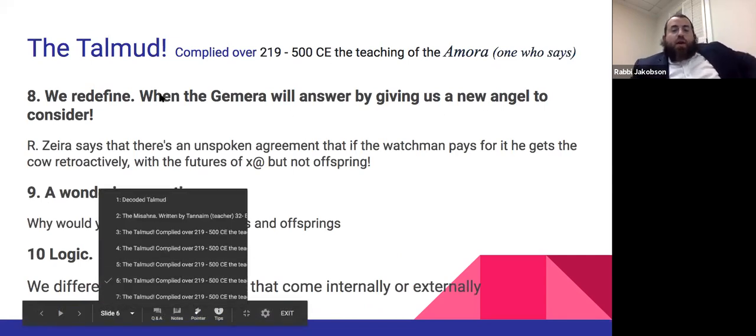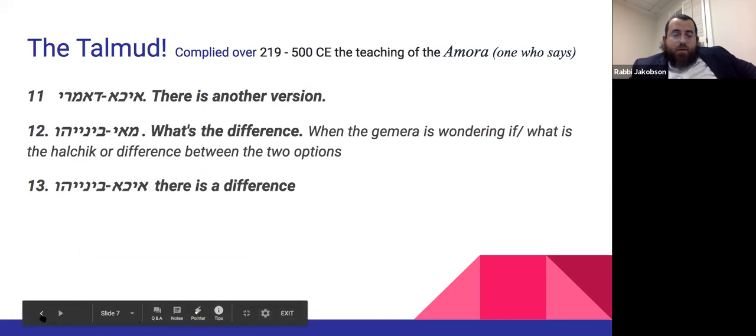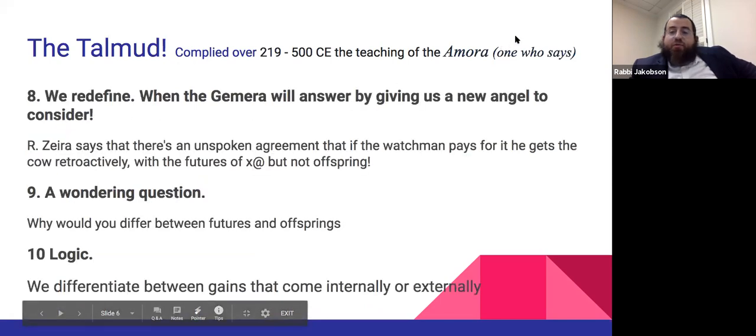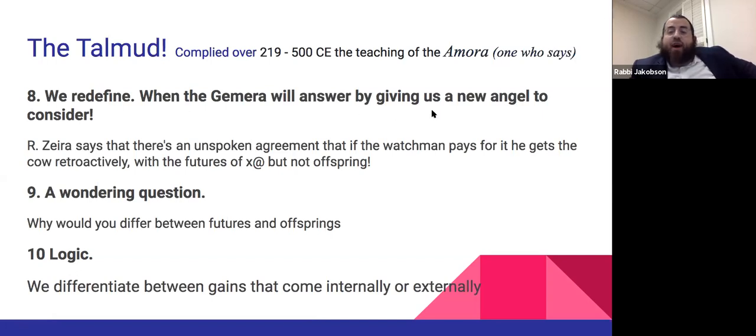So we go to step number 8, which again, step number 8 was we redefine. Over here we have ella amar, rather he said. We redefine by saying that you get the cow, you get the futures, but you don't get the offspring. That was step number 8. So then we asked, if so, we were wondering, why would you differ between the offspring and why would you differ between the futures of the double and the futures of offspring?